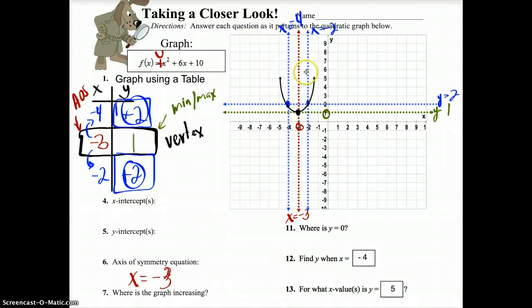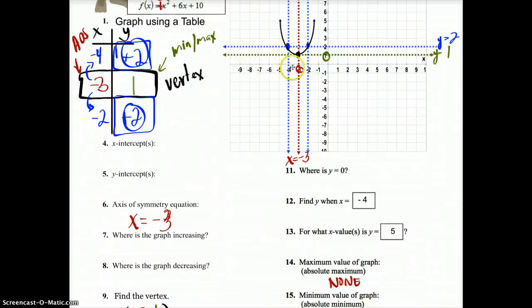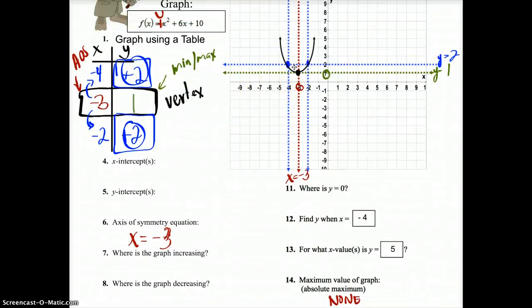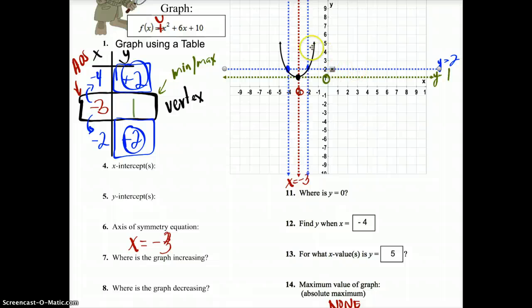That's a little prettier. Okay, so min or max value, got the min. X-intercepts or Y-intercepts? Do we have any? We don't have any x-intercepts, right? So this parabola, this little U shape here, does not cross the x-axis at all. Okay, so it does not cross.